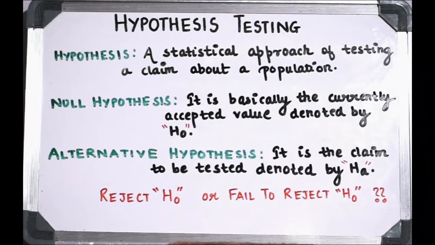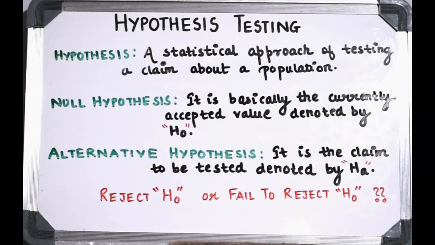So friends, let us discuss what is a hypothesis. A hypothesis is basically a statistical approach of testing a claim. Null hypothesis and alternative hypothesis are the basic components that you need to formulate before performing the hypothesis testing. So let us discuss the null hypothesis. What is the null hypothesis? It is basically the currently accepted value, denoted by H0 or H of 0. And what is the alternative hypothesis? It is the claim that is to be tested, which is denoted by HA or H1.